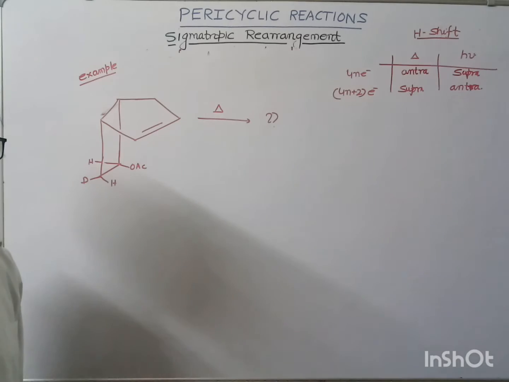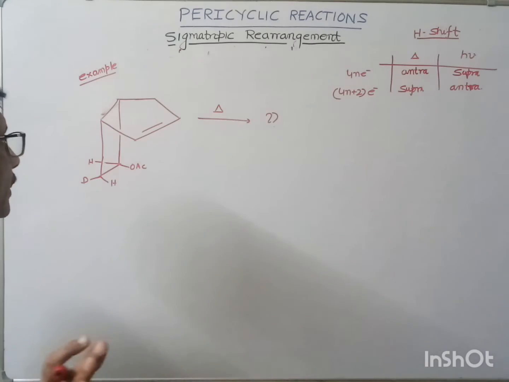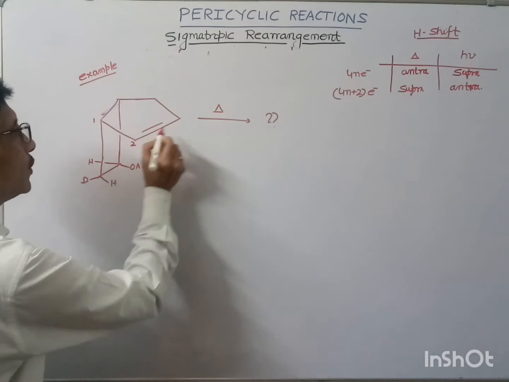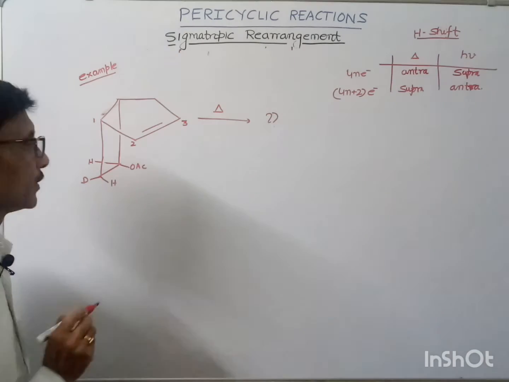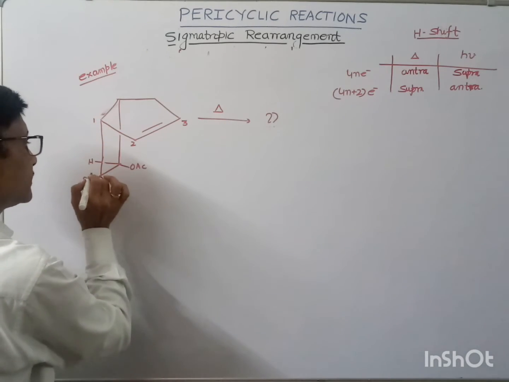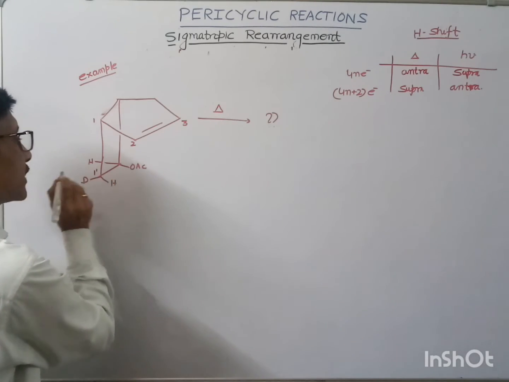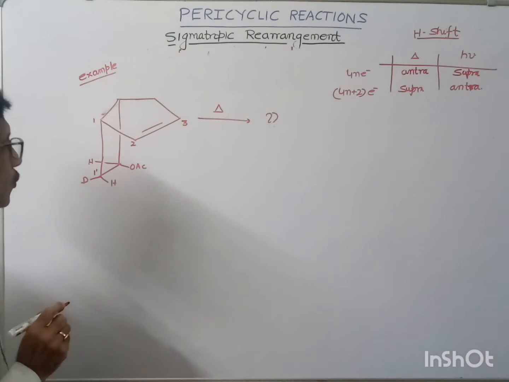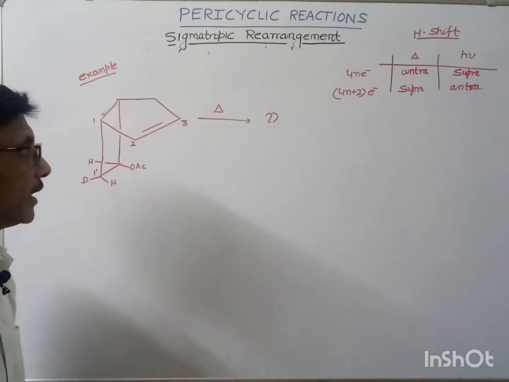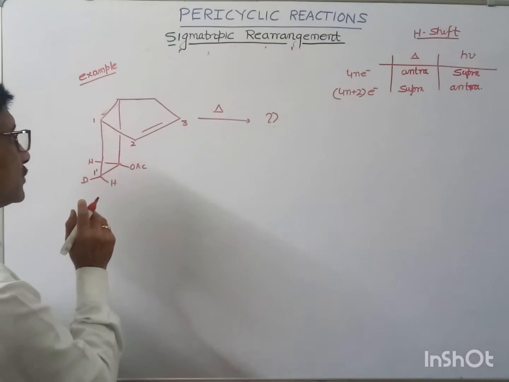Now, first of all, what I have told you, in such a reaction, in a sigmatropic rearrangement, first of all we should give the numbering, and the allylic carbon should be given number 1. So if this is 1, this would be 2, and this is given number 3. And from this first carbon, the other group or atom which is attached, suppose I give it number 1 dash. And we know that in a sigmatropic reaction the 1-1 dash bond breaks, and here the 3-1 dash bond should get formed.